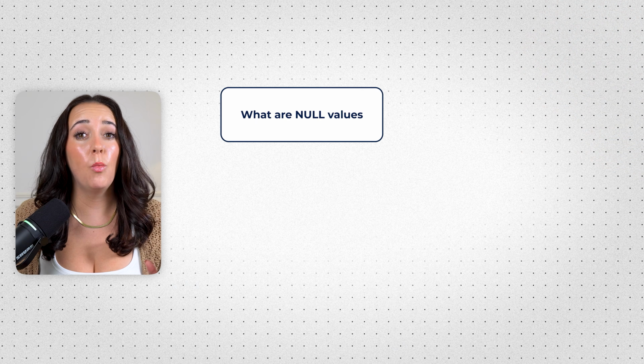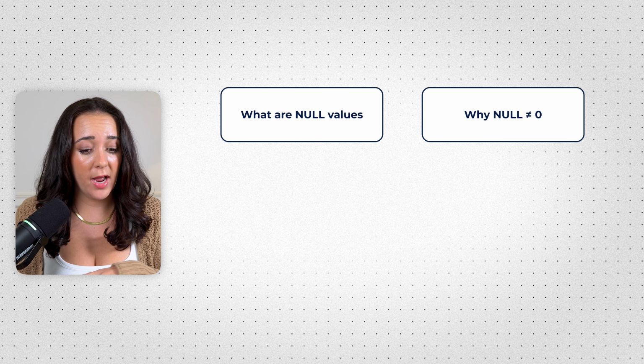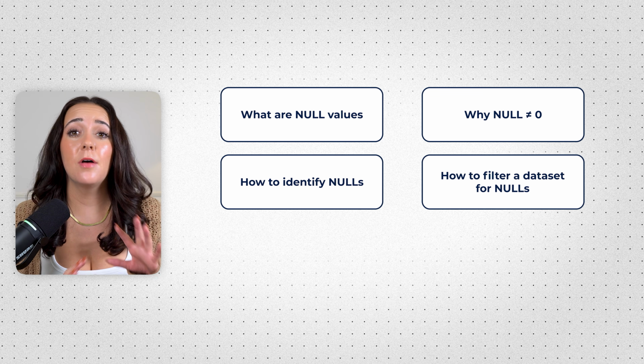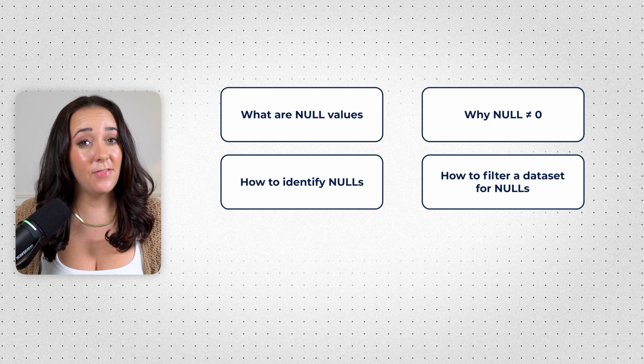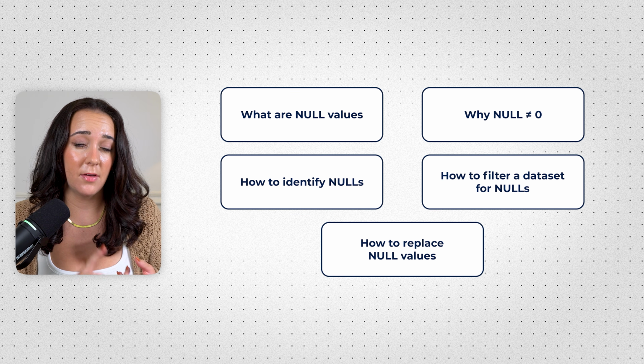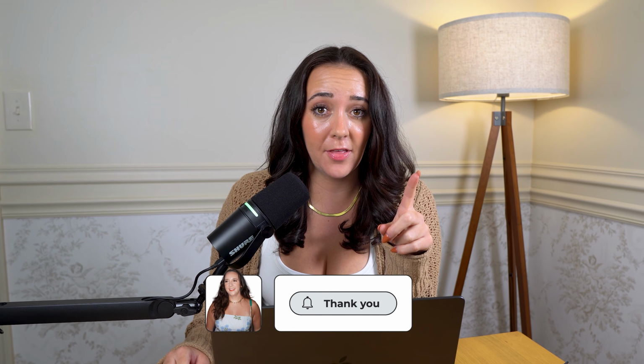Here's what we're gonna cover: what null values actually are and why they're not the same thing as a zero, how to identify nulls in your dataset, how to filter your dataset for nulls, and finally, how to replace null values by imputing other values with COALESCE and IFNULL. By the end, you'll be able to find and fix nulls instantly, and you're never gonna get another email again that says, "Why did these numbers not match up?"